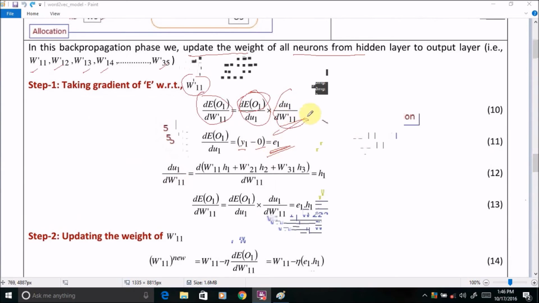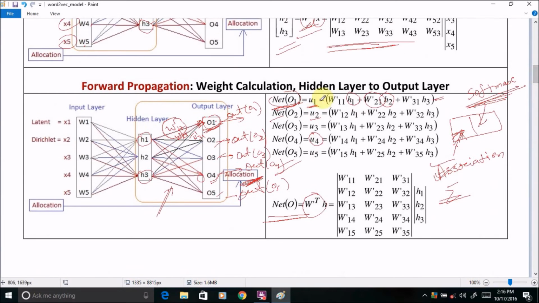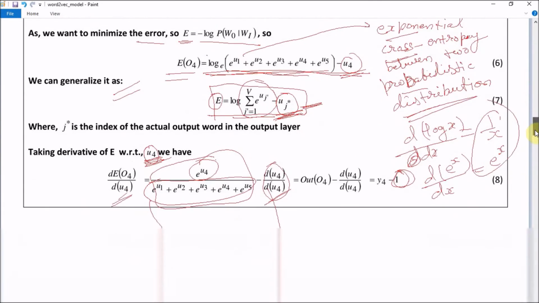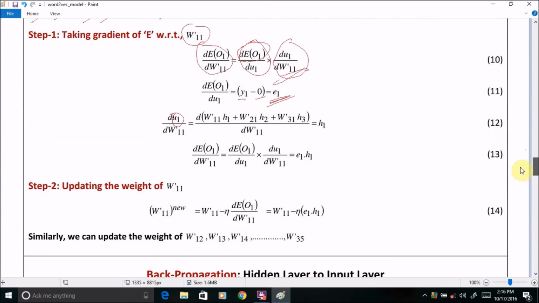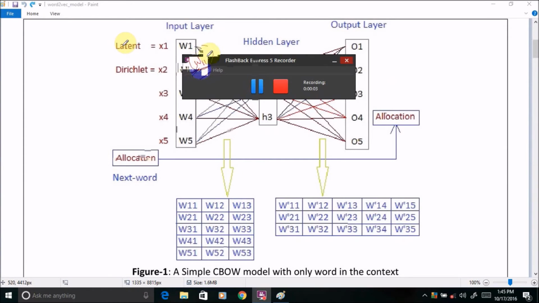Similarly we can calculate this part. So here we will take U1. Here our U1 value is, here we will copy this part and put here, and take the derivation with respect to W'11. It gives the output score H1. So our gradient of E01 with respect to W'11 gives the score E1 into H1. Now we will use this gradient and update the weight of neuron W'11.